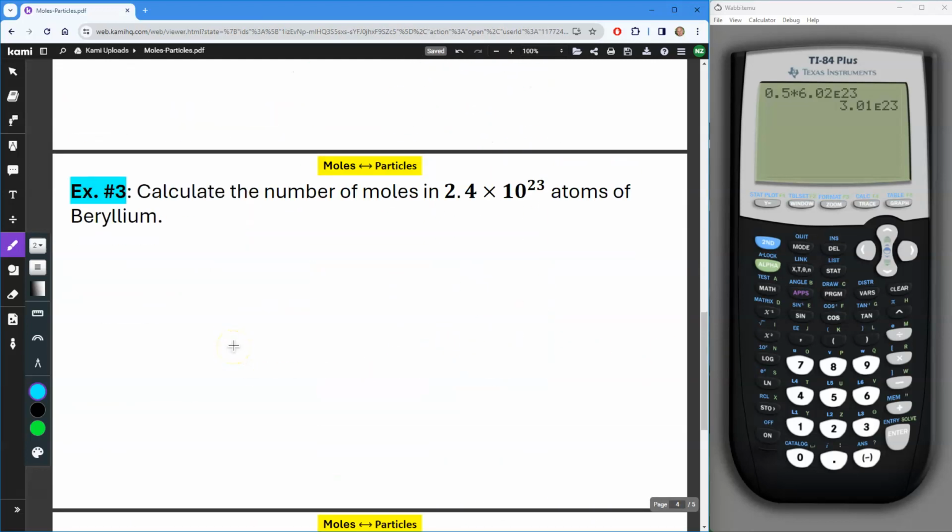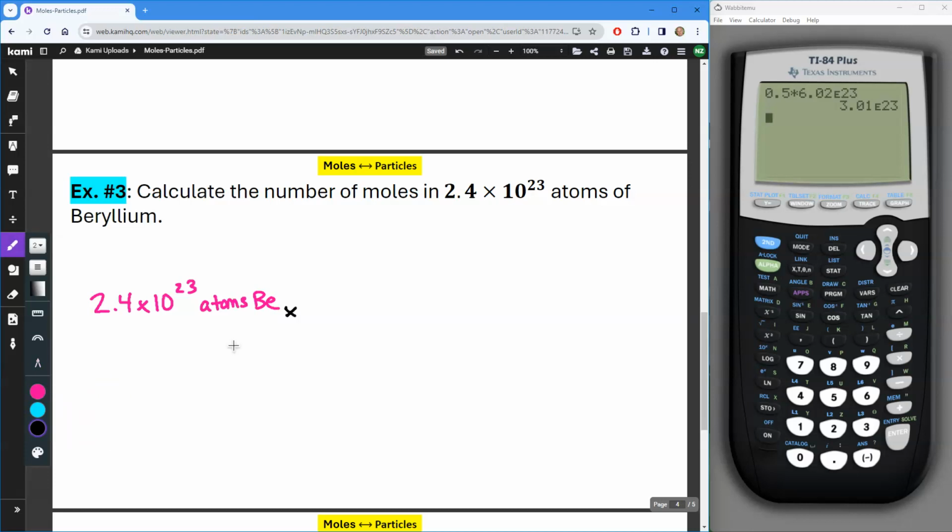Okay, now let's go the other way. When we go the other way, it can be a little tricky. Calculate the number of moles in 2.4 times 10 to the 23rd atoms of beryllium. So let's write out our given. So 2.4 times 10 to the 23rd atoms of beryllium.